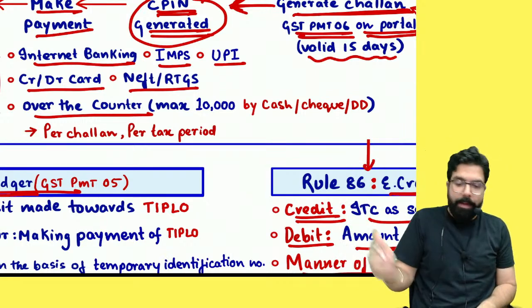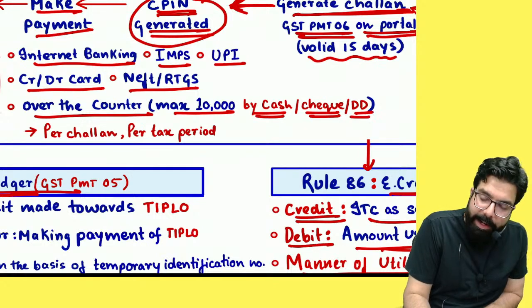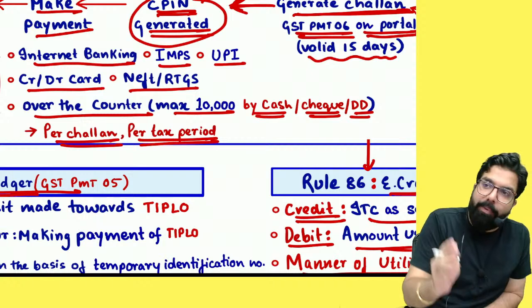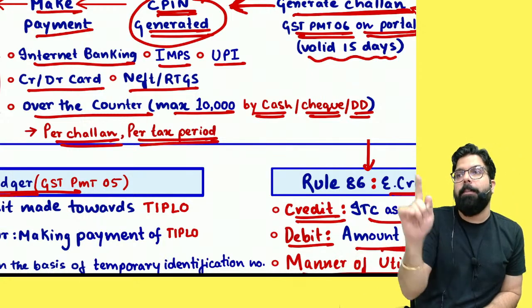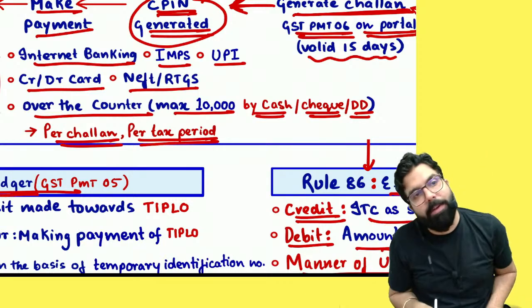How much? 10,000 can be deposited by cash, cheque or DD. Means per challan, per tax period. Means if I am going ahead with monthly return, then per month I can deposit how much in cash? 10,000. Are we all clear with this?